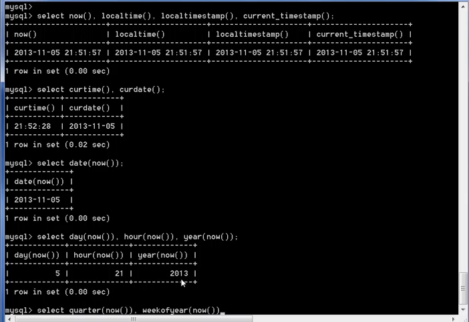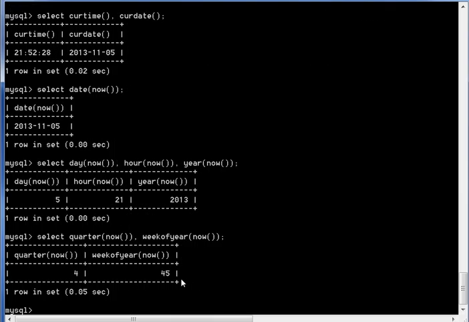And then finally, there are several related functions for business-style data, such as quarter, week of year, day of week, day of year, etc. Here is a run of quarter. We're in the 4th quarter in fall here. And then the week of the year, it's the 45th week of the year.